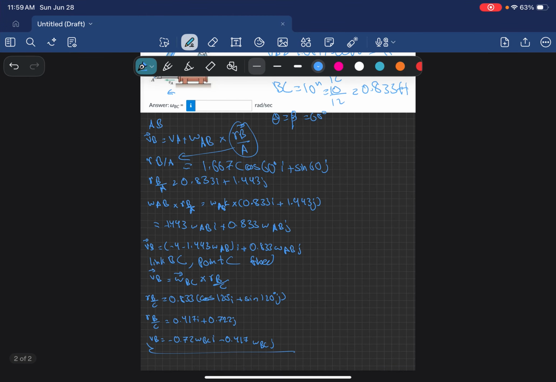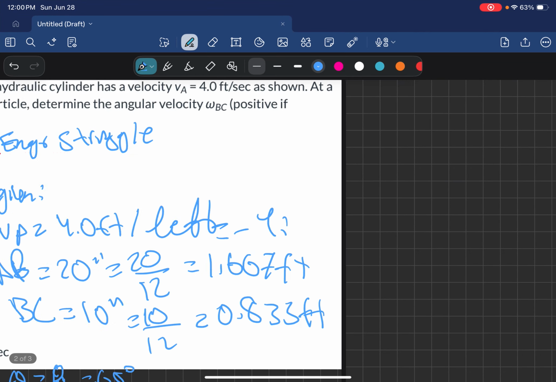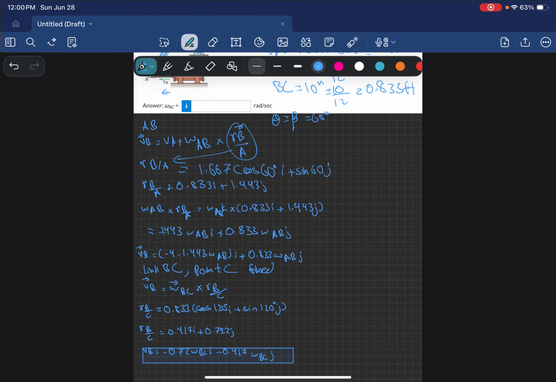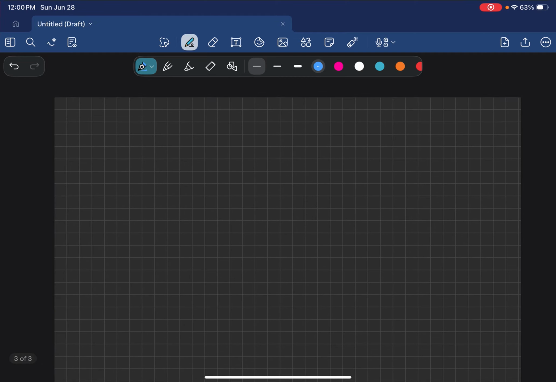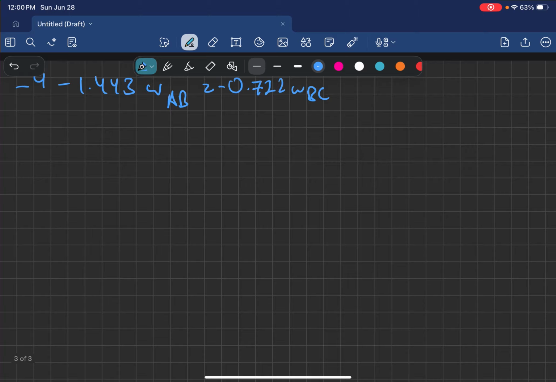Okay, so we got the v sub B. There we go. That was a nice rectangle, and then we need to substitute it. Where were we with this? V sub B. Okay. We have -4 for v sub B, negative 1.443 omega sub B equals -0.722.